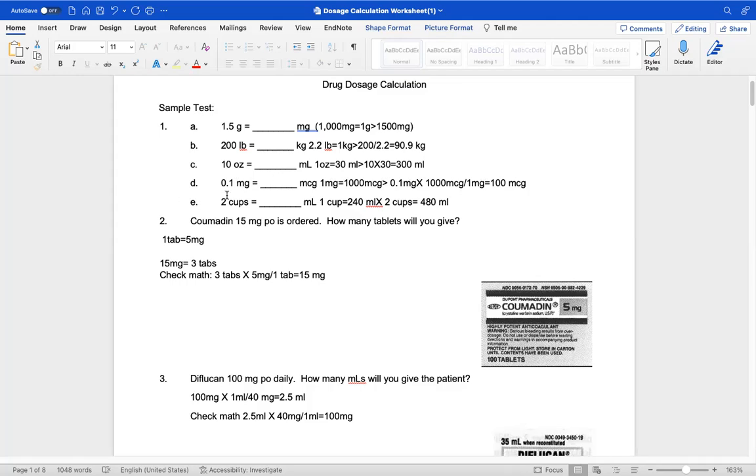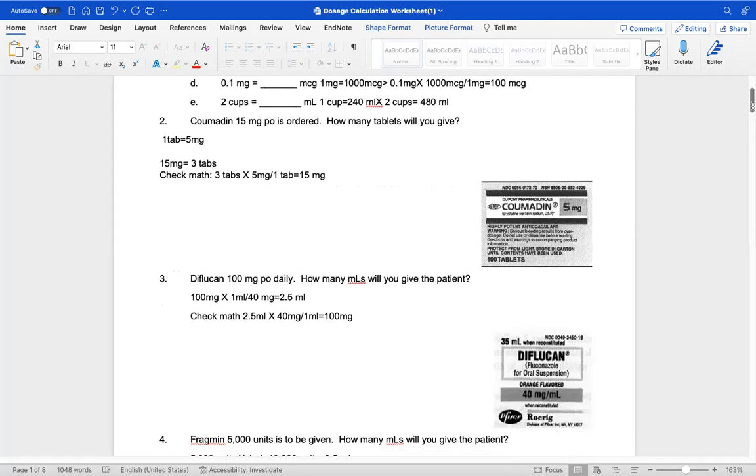Here's another one of those conversions. We've got 2 cups. We want to know how many mLs we've got there. So 1 cup is equal to 240 mLs. We're going to multiply that by 2 because we're looking for 2 cups. That gives us 480 mLs. So we're going to roll right into these orders.